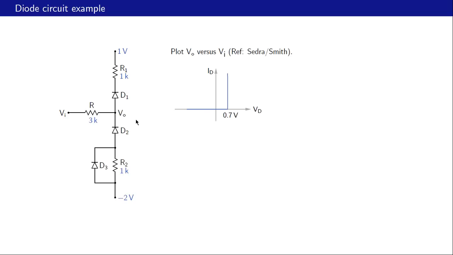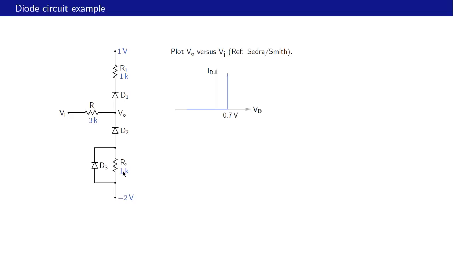Here is our next example, taken from this book by Sedra and Smith. And there are several other interesting diode circuits given in this book, so therefore you should definitely look it up. Alright, let us look at this circuit now. This is the input voltage Vi with respect to ground, that is the output voltage. This node is sitting at 1 volt with respect to ground, which is not shown in this circuit, and this node is sitting at minus 2 volts.